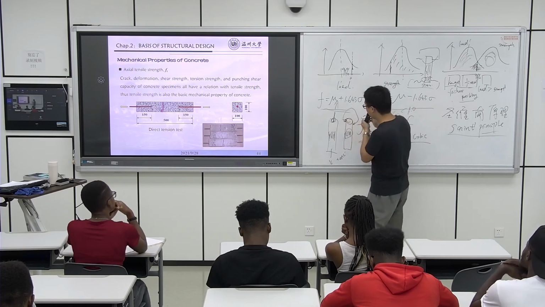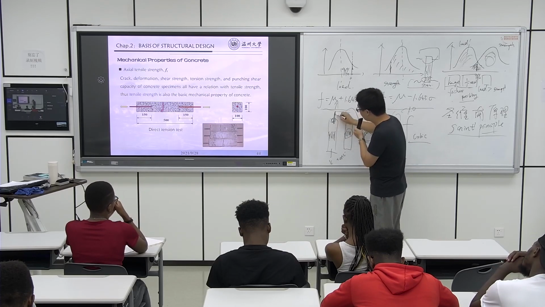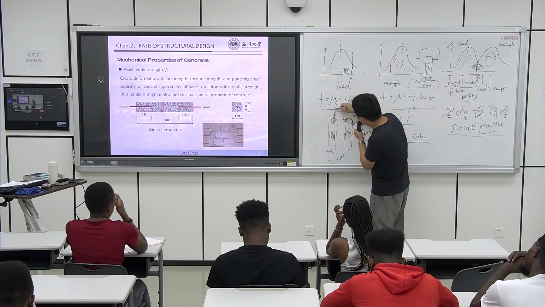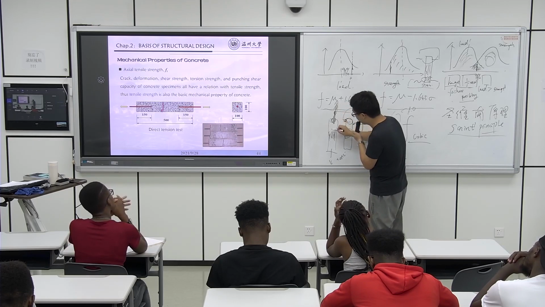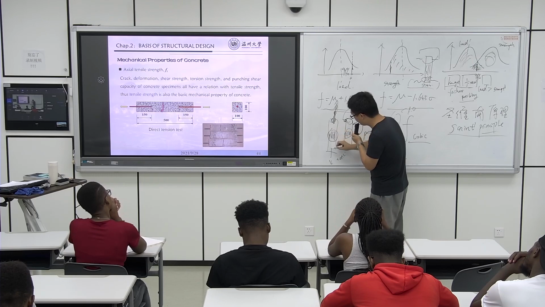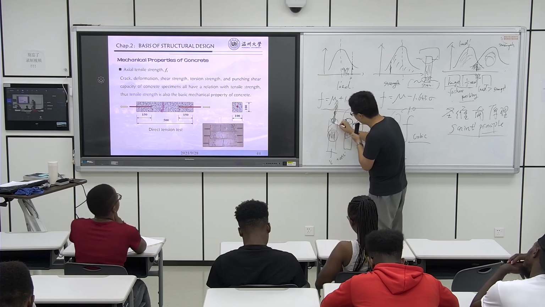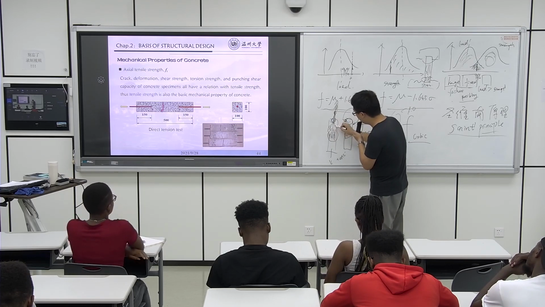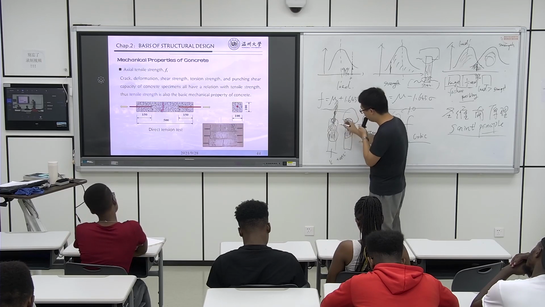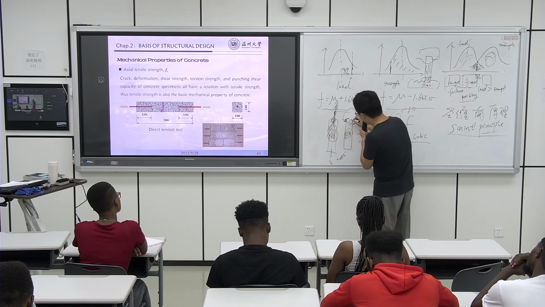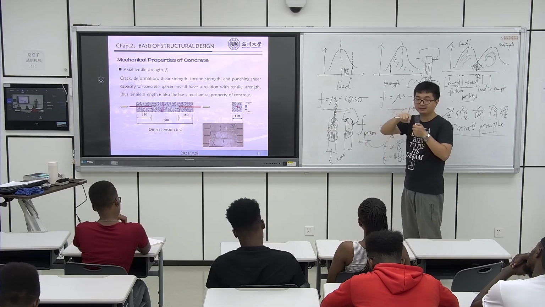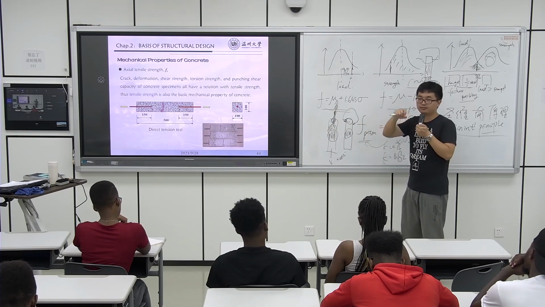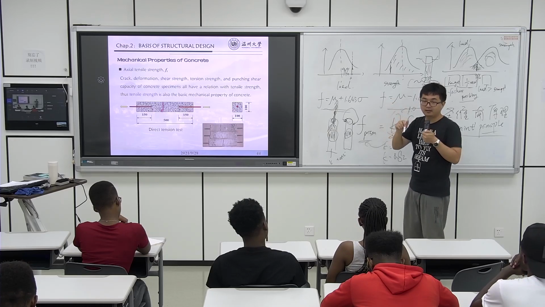Just imagine, this is the steel bar, we apply force here and the force will transfer to this part. The stress will look like this. And here we use a clamp to give it a tension.